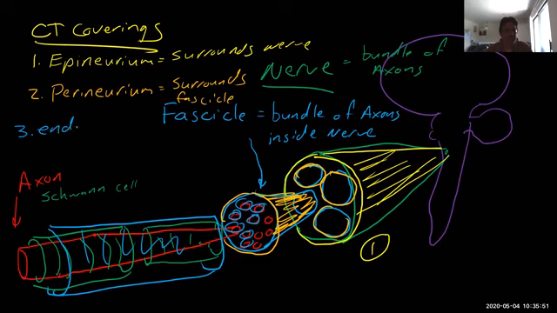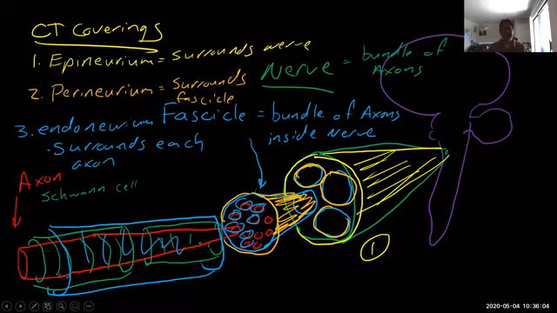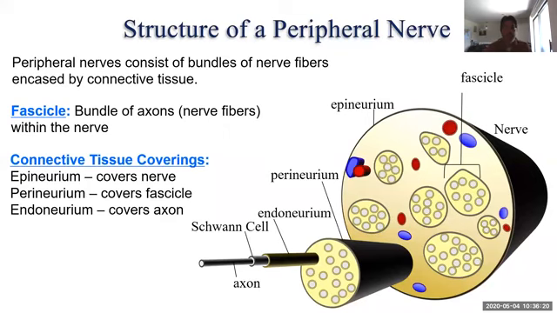So the endoneurium surrounds each axon. Hopefully, guys, this looks very familiar because this is exactly the same structure, the same way that muscle fibers were organized together. You organize them into fascicles, and then all those fascicles were packed inside the entire structure itself. Same thing with the axons. So that's what we're looking at here.